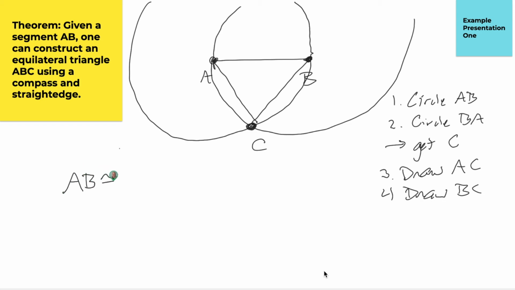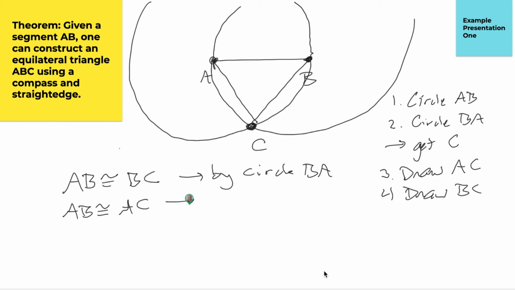Now the important thing is that AB is congruent to BC. And this is because both of those segments are radii of the same circle, circle BA. And entirely similarly, we can see that AB is congruent to AC, because they're both radii of the circle centered at A that we drew before.